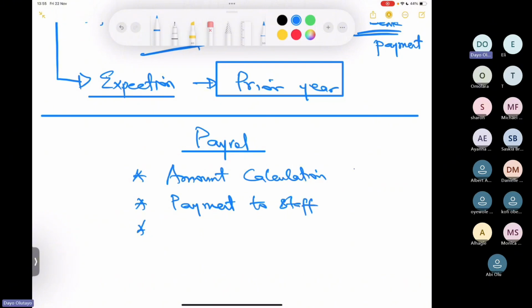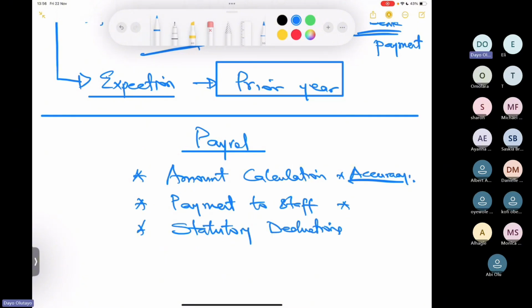Remember, first of all, you're looking at accuracy. Have they calculated it properly? Now, have they even paid it? Likewise, all of you know that when you are being paid salary, sometimes they deduct your pension, national insurance and all of that. So as an auditor, you need to audit statutory deductions. You want to check whether they've done all of that correctly.